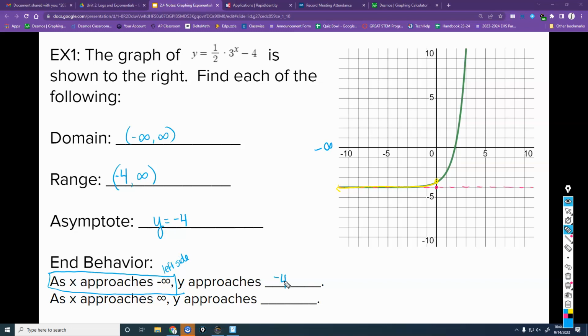So y approaches negative 4. That's on the left side of the graph. Okay? This stuff right here is as x approaches positive infinity. The x-axis positive infinity, that's over here. That's the right side of the graph. So that means I'm starting right here, and I'm going this way. Okay? What happens on that side? Do I go up forever, down forever, or do I even out at a number? Up forever. So that's going to be what? Positive infinity. So if on that side the graph goes up, you're going to put positive infinity. If it goes down, you're going to put negative infinity. If it evens out at a number, you put that number.